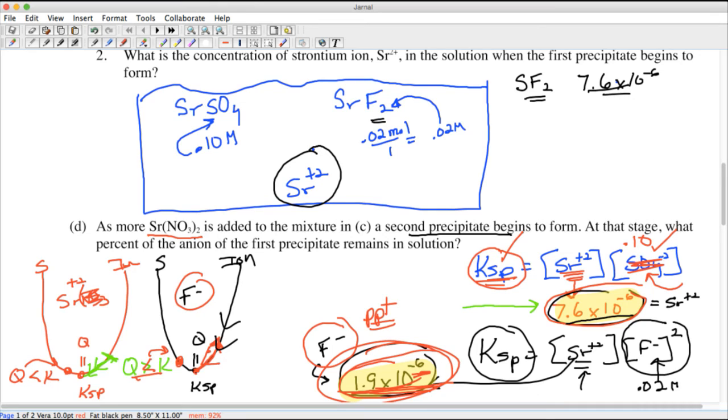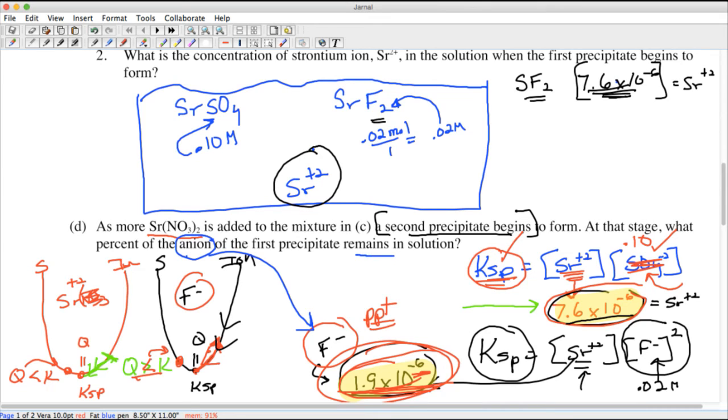So they want to know at the stage when the second precipitate forms, which is screaming to you when we've reached this concentration for the strontium ion, which is what we have right here, what percent of the anion of the first precipitate? Now, anion is a fancy word, pinky up, for the F negative ion. So what percent remains in solution?